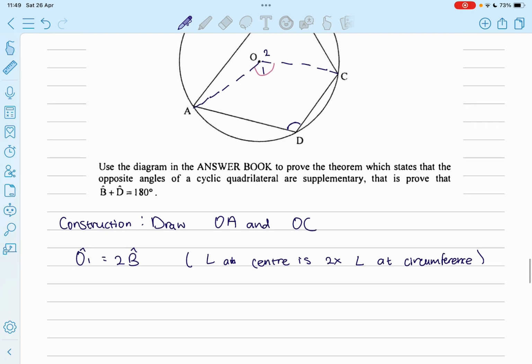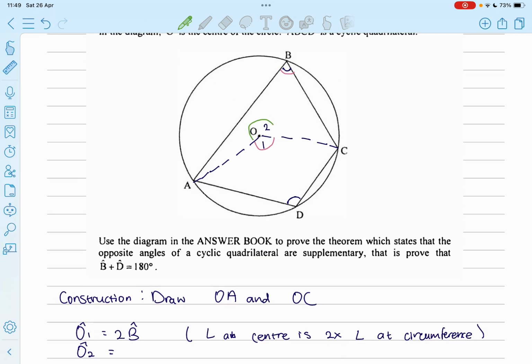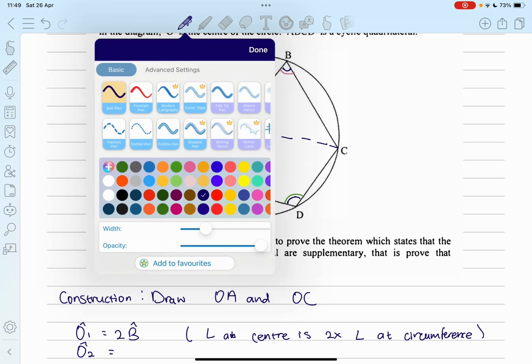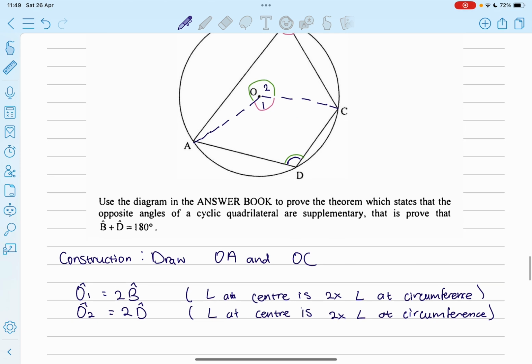Next is O2. Let me change colors. O2 is this angle on the other side, so the angle opposite that would be angle D. Therefore, O2 is twice the size of angle D, and it's also because the angle at the center is twice the angle at the circumference. All right, so now we have done that.